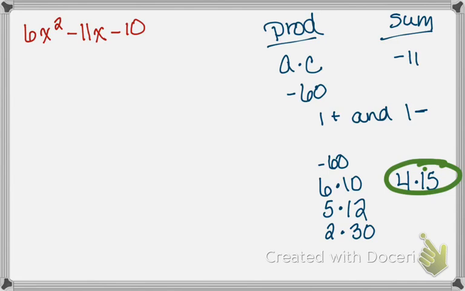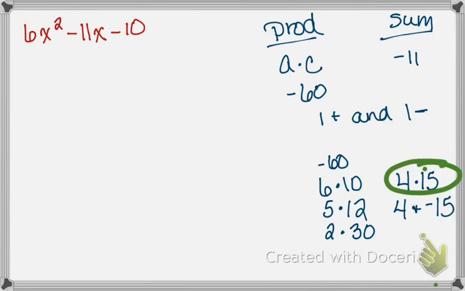What's your sum? Good. The sum is negative. So our greater absolute value has to be the one that's negative. So my two numbers, good job, are 4 and negative 15. The greater absolute value has to be negative because our sum is negative.